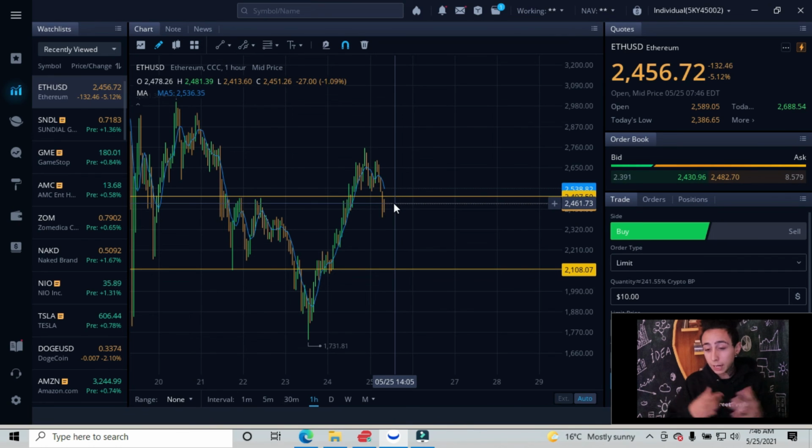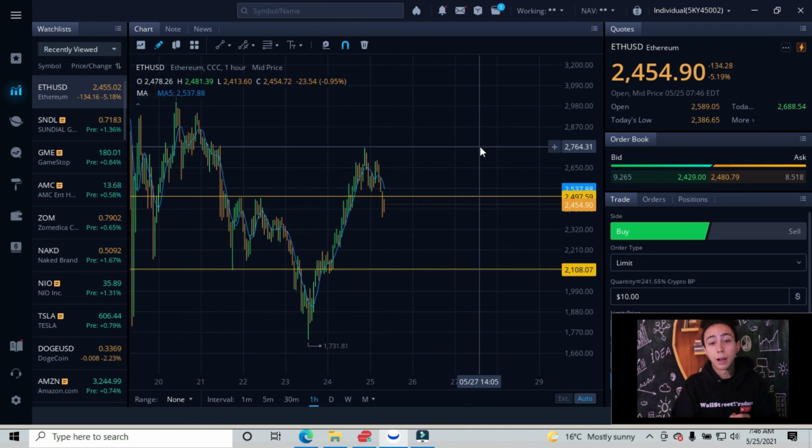Let's be patient and see what happens if we can continue with this upward trend that we have and break past this resistance.